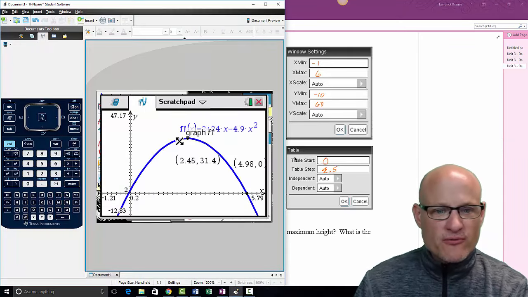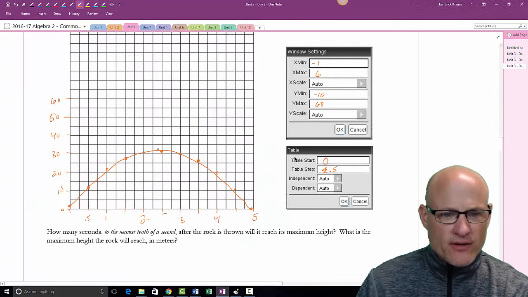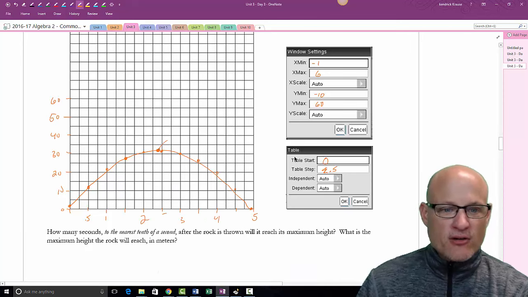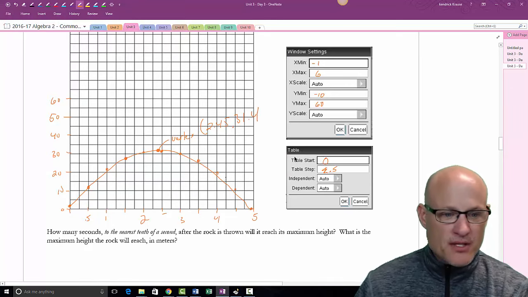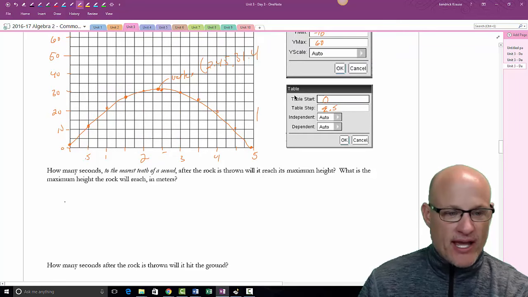So at 2.45, we're at 31. At 2.45, there's the maximum right there. I wish it would just let me go. All right, there it is. There's our vertex, and that's 2.45 comma 31.4. After how many seconds to the nearest tenth of a second will the rock thrown reach its maximum height? What is the maximum height?